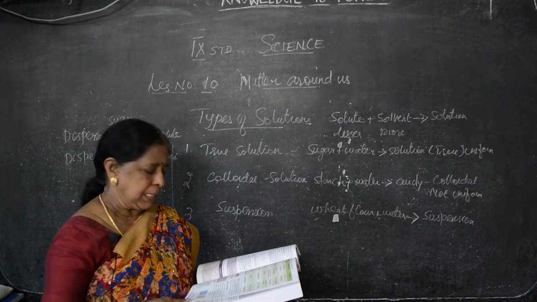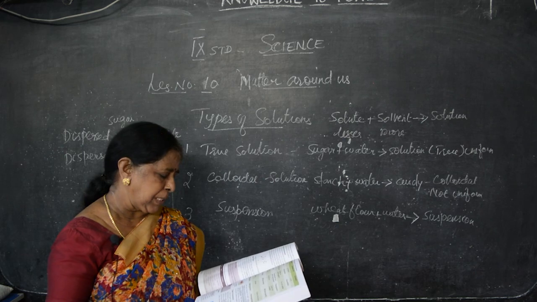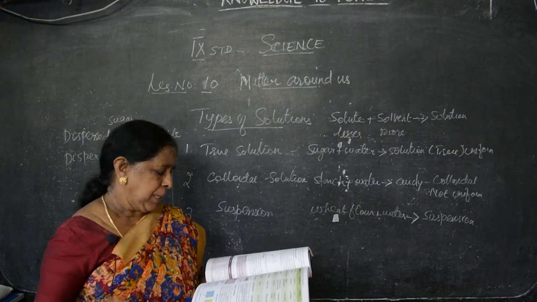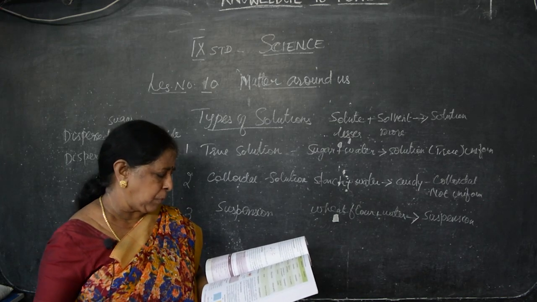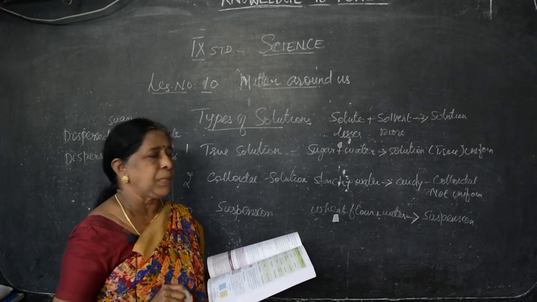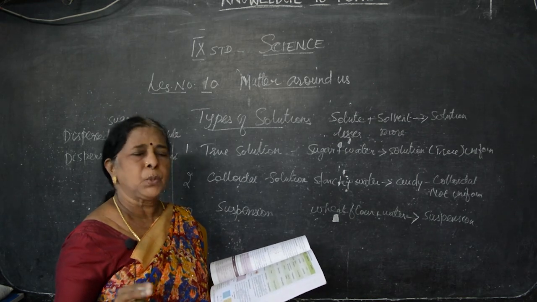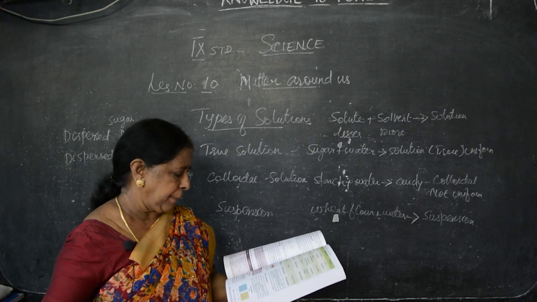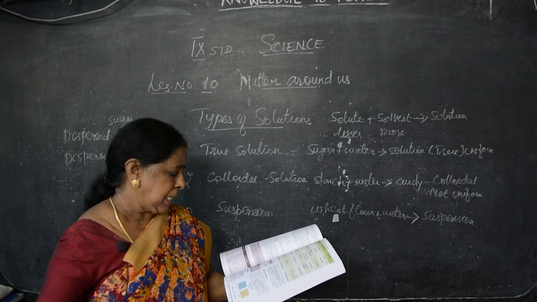Next we have to see emulsion. Emulsions are a special kind of colloid. Emulsion means a colloid of 2 or more immiscible liquids. How many liquids are there? 2 or more liquids. They are not miscible. Miscible means mingling. This kind of solution is known as emulsion.